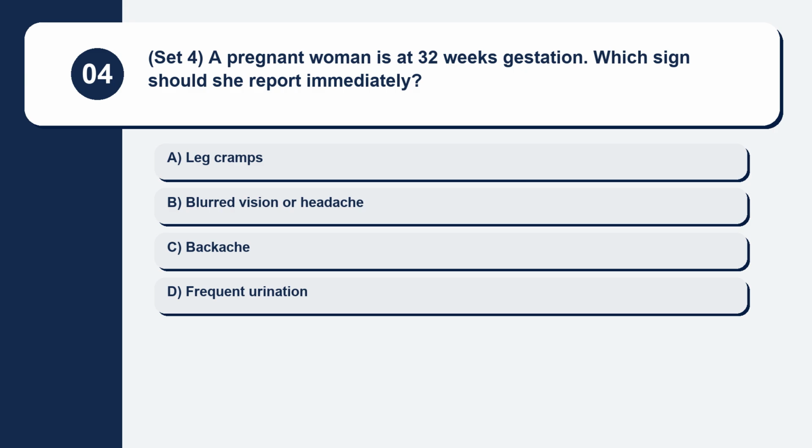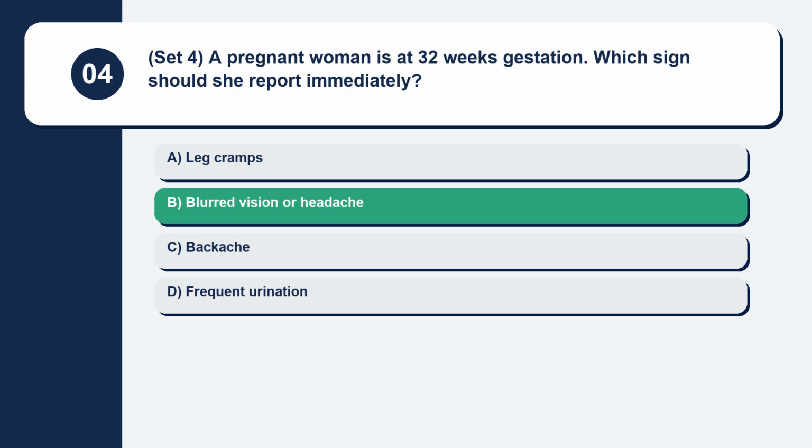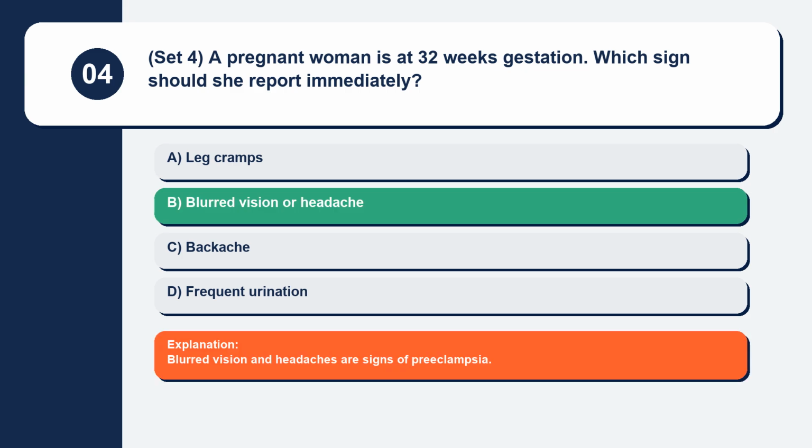Question 4. Set 4. A pregnant woman is at 32 weeks gestation. Which sign should she report immediately? Leg cramps, blurred vision or headache, backache, frequent urination. Blurred vision and headaches are signs of preeclampsia.